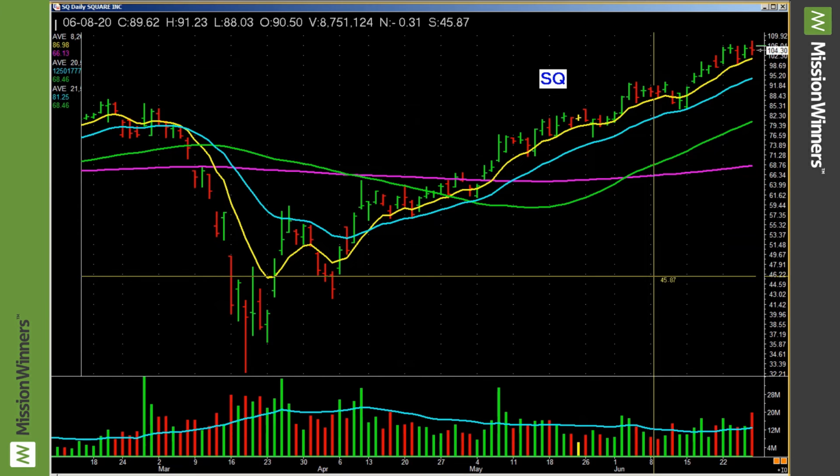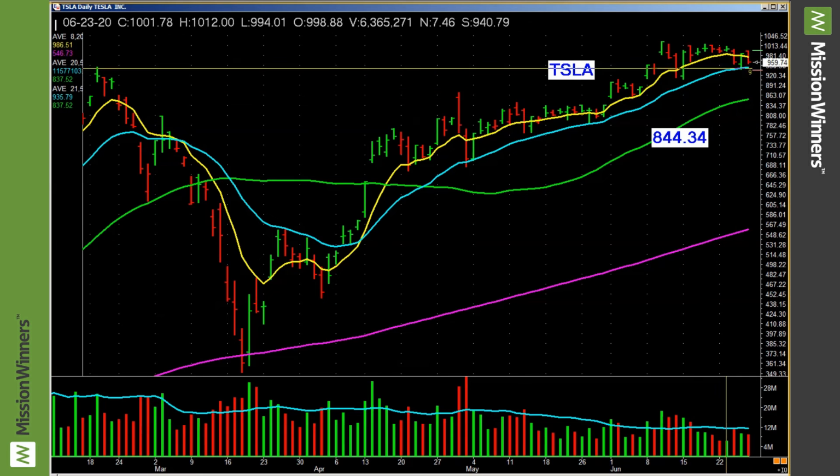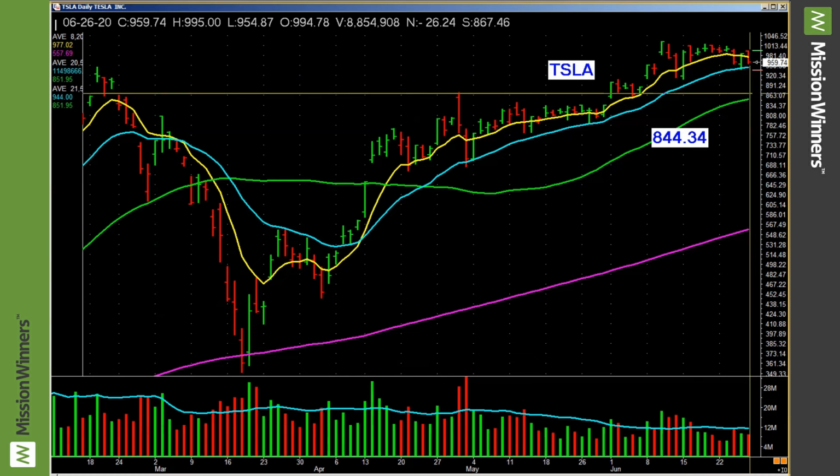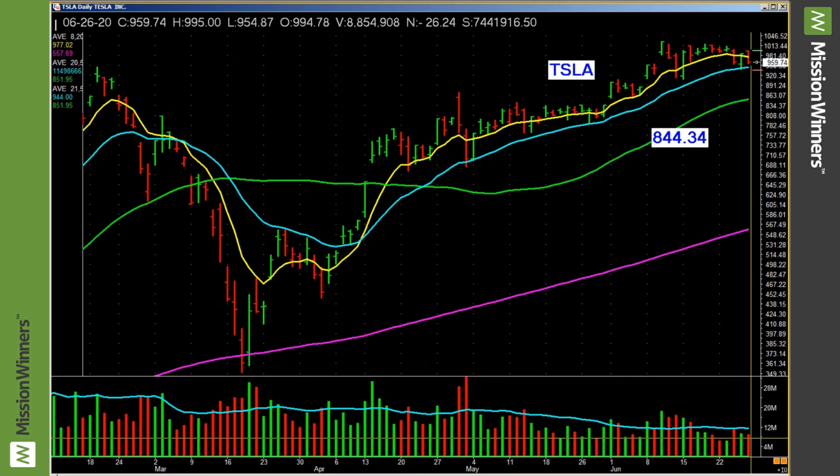What's the common theme? Well, it's the phrase I'm using, falling on fairly heavy volume. See it? Tesla fell. Now, this is still above the moving averages, and it fell on less than average daily volume. That's a plus. What do we not want to happen? We don't want to see this lose this moving average.